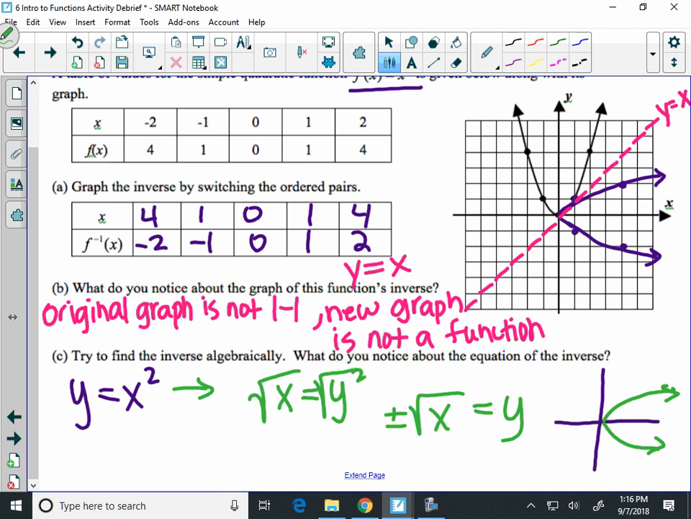Now we will spend time later in the year working with graphs of square roots. But for now, one thing is that when our original graph wasn't one-to-one, we sometimes don't get the exact equation of the inverse in this situation. We're not going to trick you a lot. I just wanted to show you that sometimes the equation does not always tell you the whole story about the graph. Okay? Good so far?